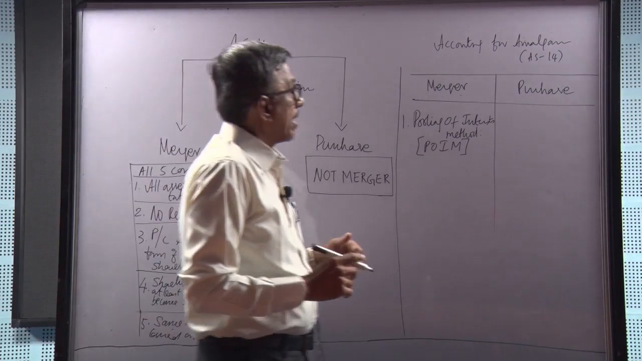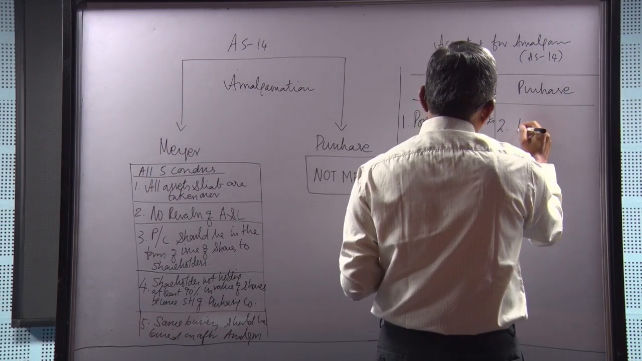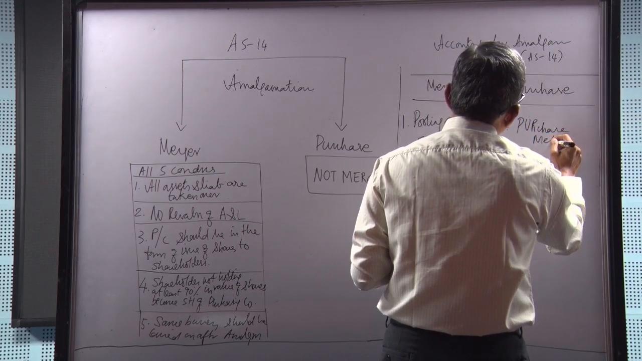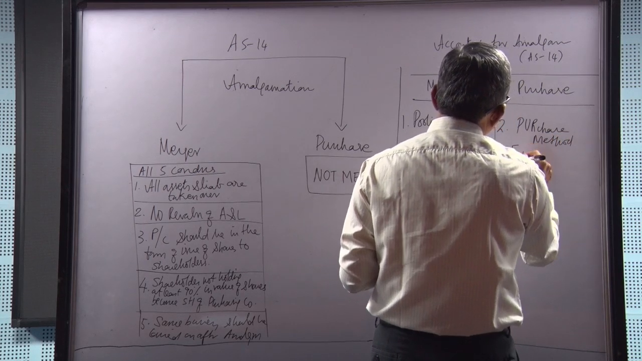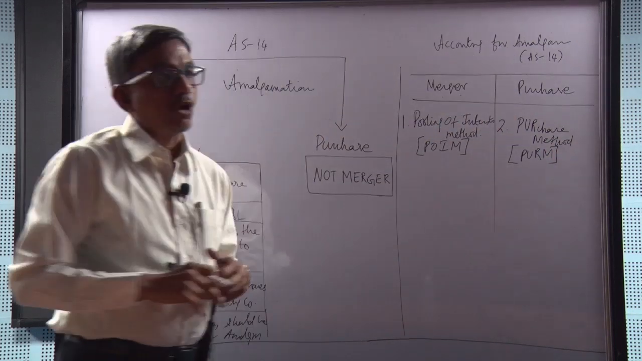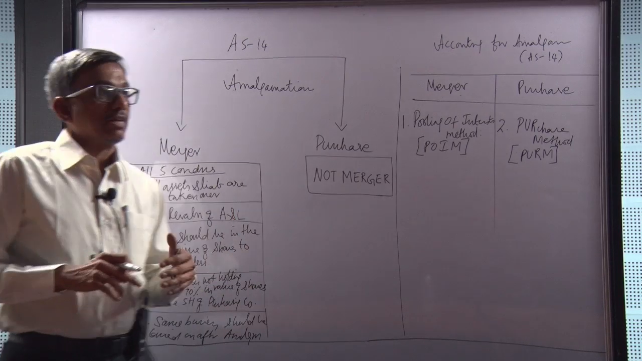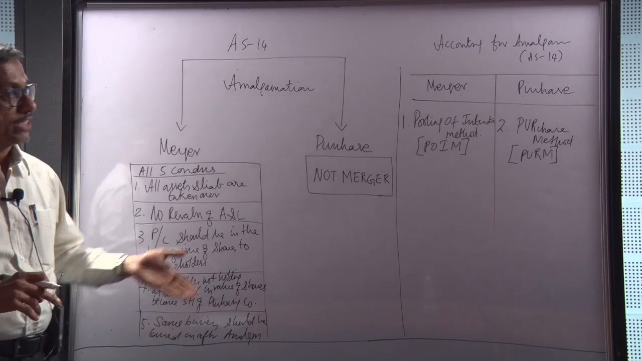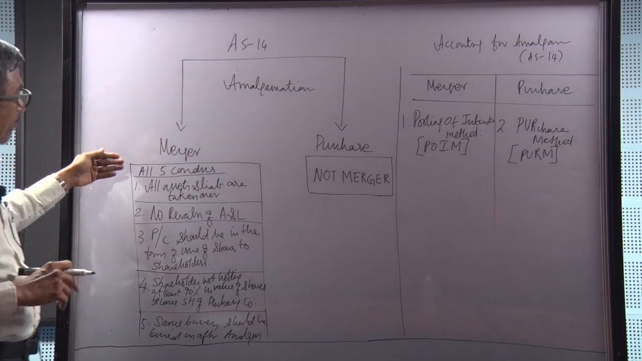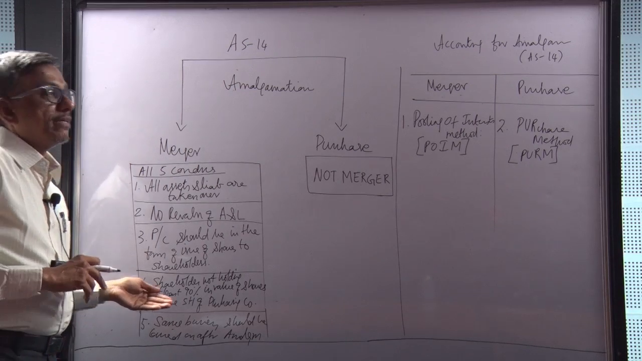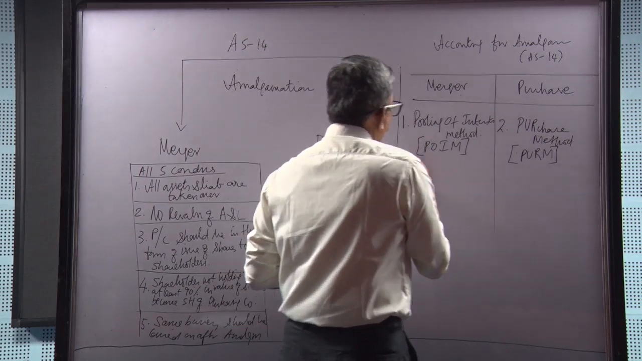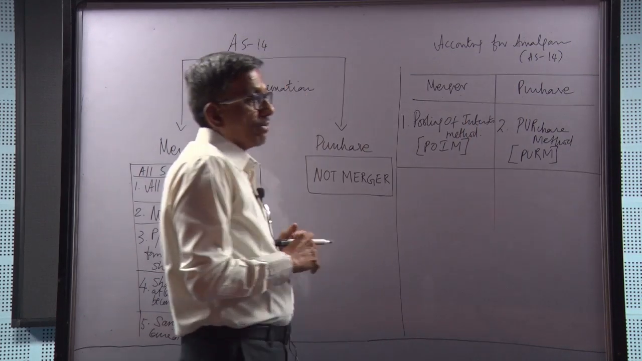But suppose it is amalgamation in the nature of purchase, we have to follow the purchase method. In short, we call it PURM, P-U-R-M. So as you get a problem on amalgamation, first see whether these conditions are satisfied. If yes, it is merger, we have to follow pooling of interest method. Even if one of the 5 conditions is not satisfied, it is amalgamation in the nature of purchase, we have to follow purchase method. Now what is pooling of interest method, what is purchase method?